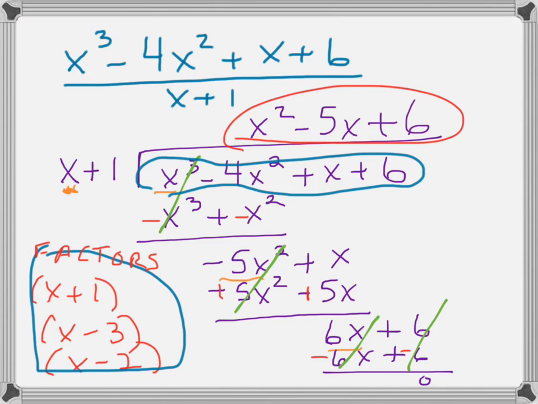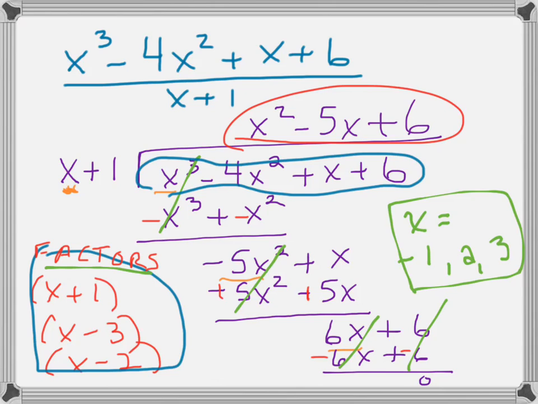Remember, factors are in parentheses, so these are the factors, not to be confused with the zeros, which means when we pull the values out of the parentheses, we're going to get x equals negative 1, x equals 2, and x equals 3. These are our zeros. The ones in red over here on the left are our factors.